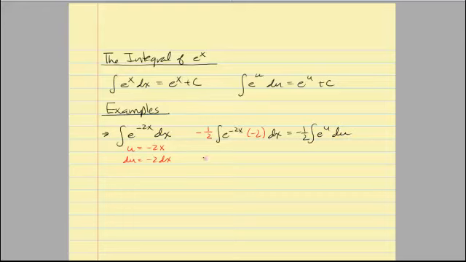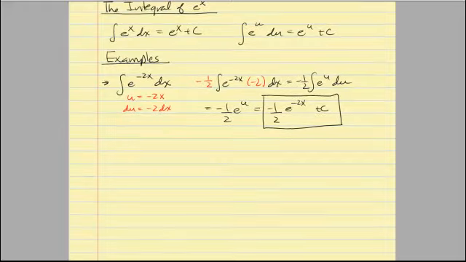And of course from up above we saw that this was just the integral of e to the u then. But u in this case I have to back substitute was negative 2x plus c. So there's my solution. The integral of e to the negative 2x is negative 1/2 e to the negative 2x.